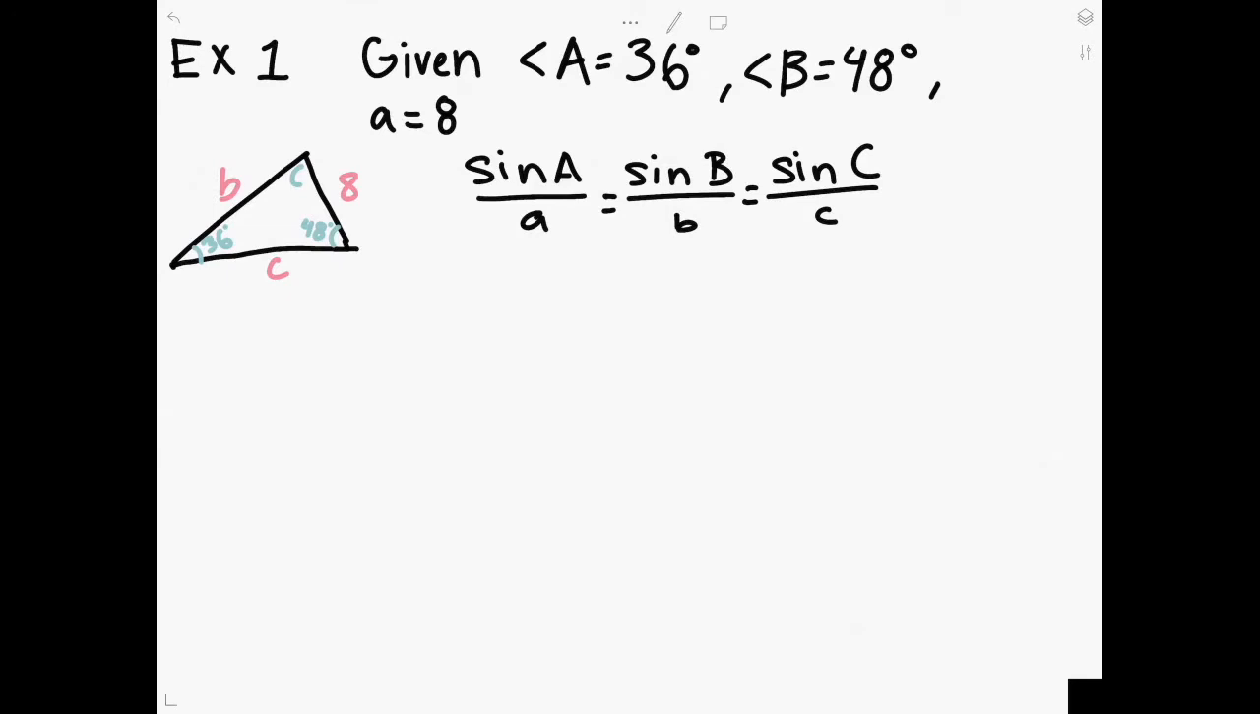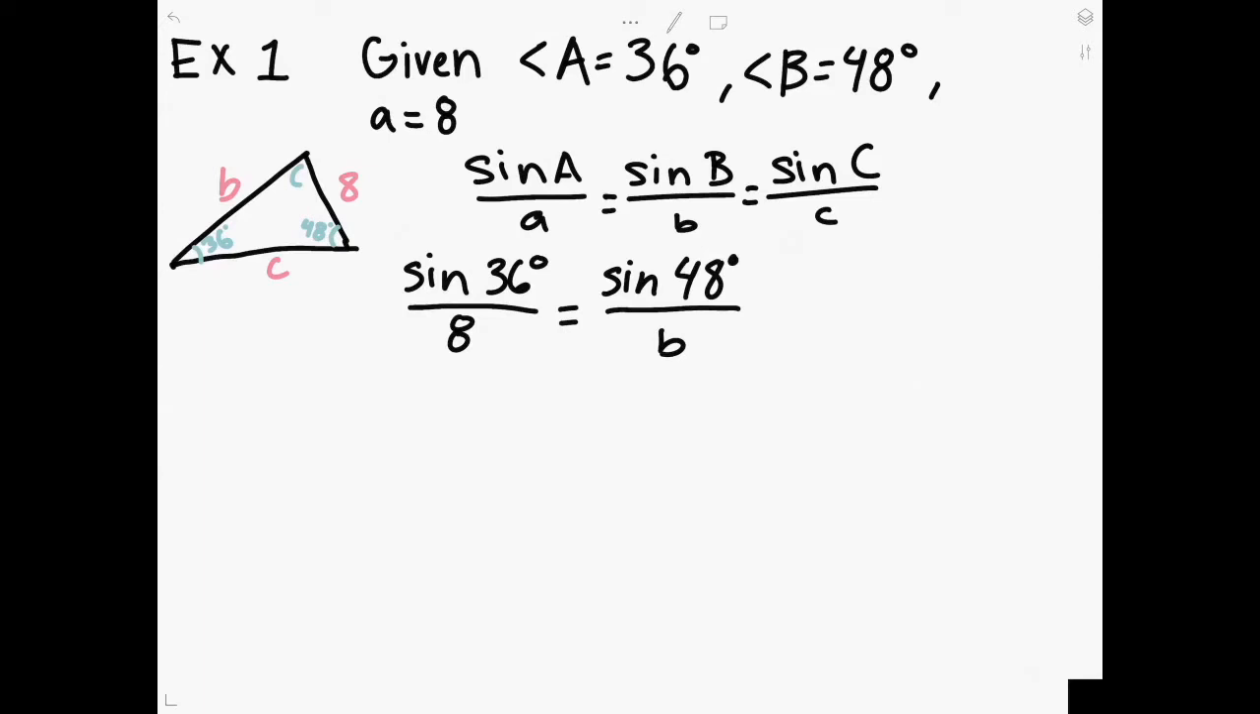The first value we are going to find is side b because we are already given angle B. Both values of A are already given, so we can use this ratio to find side b. To set this up, plug in the A values and the B values using the law of sines. This should end up being sine of 36 degrees over 8 equals sine of 48 degrees over b.